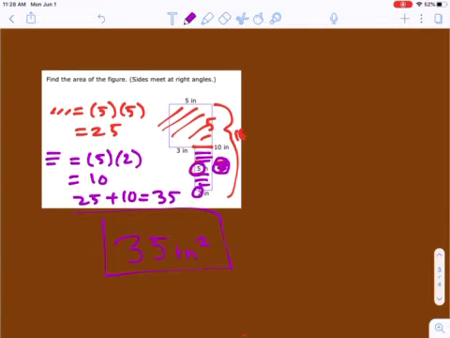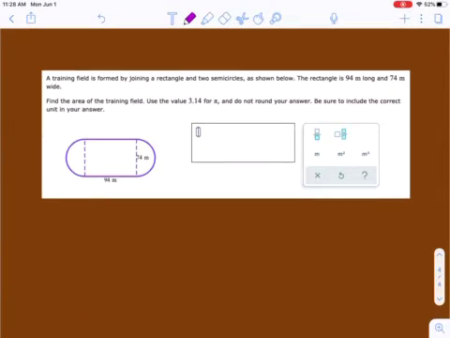Another way you could do this if you wanted to is you could do 5 by 10 and just do like this whole thing and then just figure out what this missing area is. And that's by subtraction. Maybe we'll look at another one like that at some point.